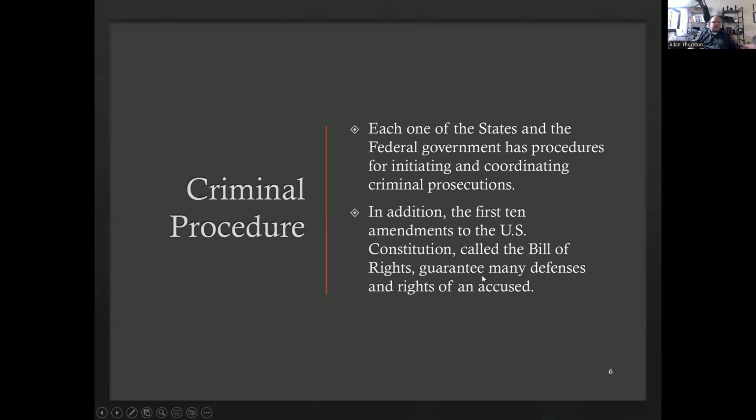Criminal procedure will differ as we go through, and we've talked about how the court system and how our judicial system is set up, but each state has their own procedures. The federal government has its own procedures that are set up for initiating and coordinating criminal prosecutions and how that is handled. Depending on the level of offense and what type of crime it is, you can have what is called a grand jury being convened. We've talked about that previously.